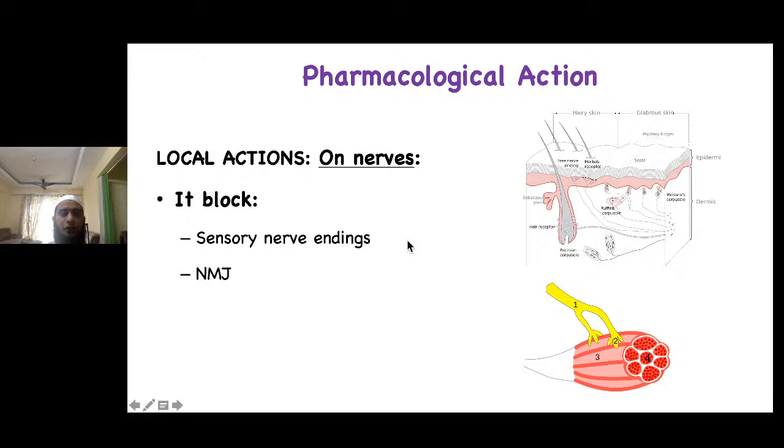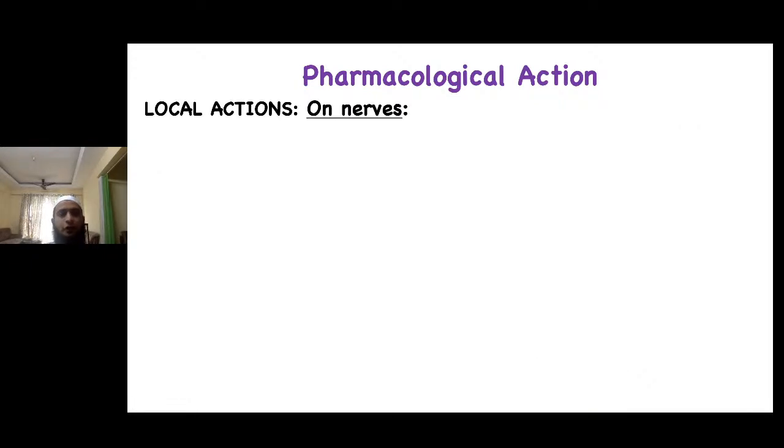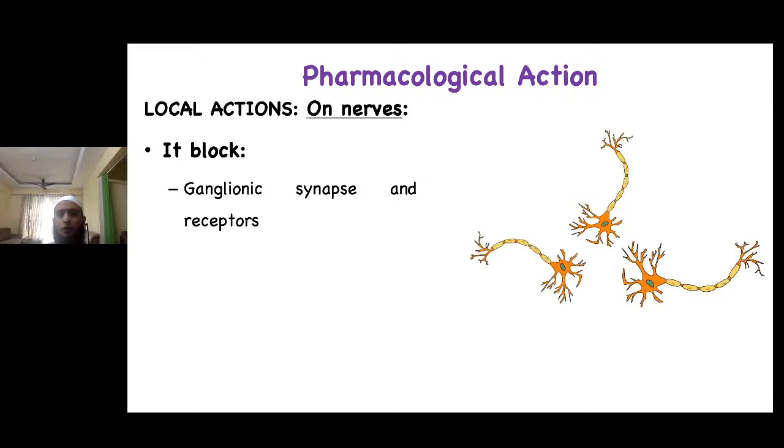In addition, local anesthetics also block the neuromuscular junction. These are basically neurons which are present in contact with the muscles. Since they are in contact with the muscles, they are called the neuromuscular junction. They also block the ganglionic synapse and the receptor. So what do we mean by ganglion? The ganglion is the place where many cell bodies of neurons are present.